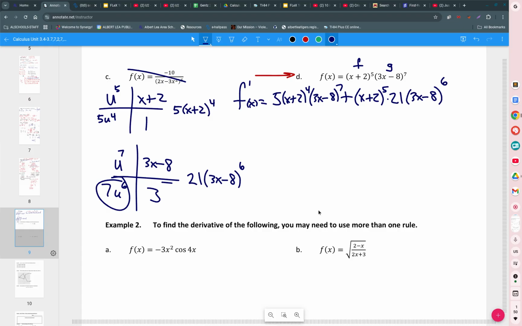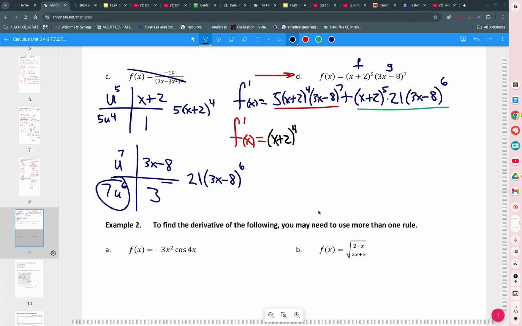Now I've helped you guys out here once already. We're going to do our best to write this in factored form and help you see it. F prime of x is equal to, I'm going to underline one term in red and one in green. What is the common factor between 5 and 21? There really isn't one, so we just have to let that go. What's the common factor between x plus 2 to the 4th and x plus 2 to the 5th? So take out that x plus 2 to the 4th. You have to compare both of them.